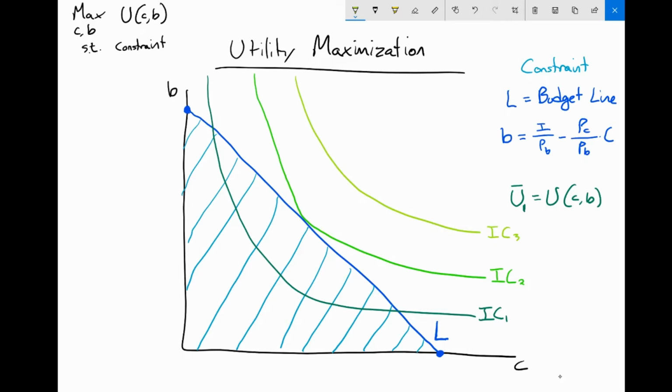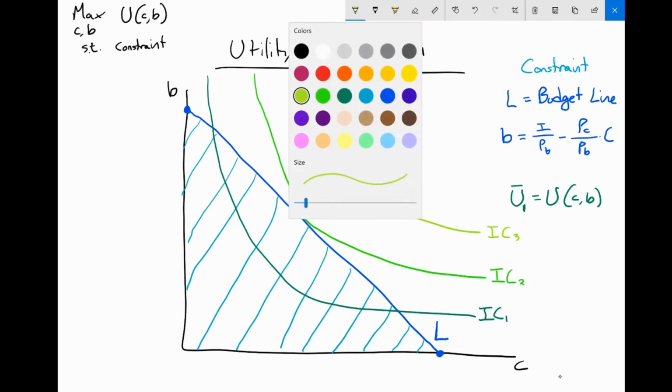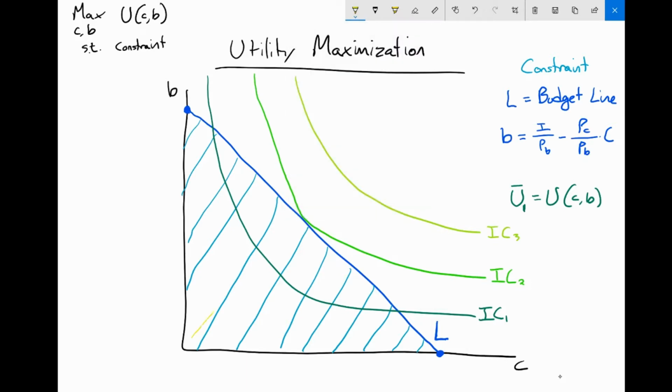Now remember, with indifference curves, agents always want a bundle that lies on an indifference curve that's farther away from the origin. They always prefer bundles that are farther away from the origin because more is better. Remember that axiom, more is better. So the farther away the indifference curve is from the origin, the more utility that they get.